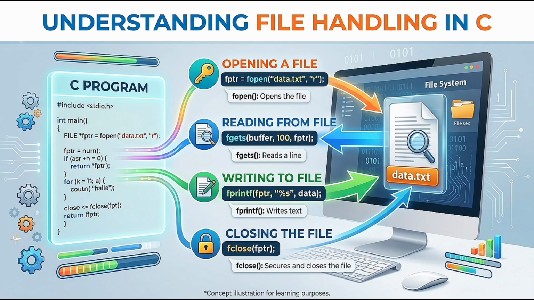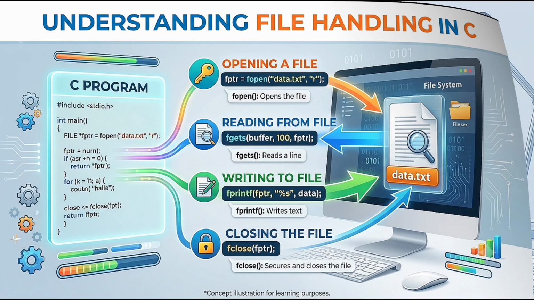21. File handling. C can read and write files. Important functions: fopen, fclose, fprintf, fscanf, fputs, fread, fwrite. Example: FILE *fp = fopen("file", "r"). This opens a file for reading.